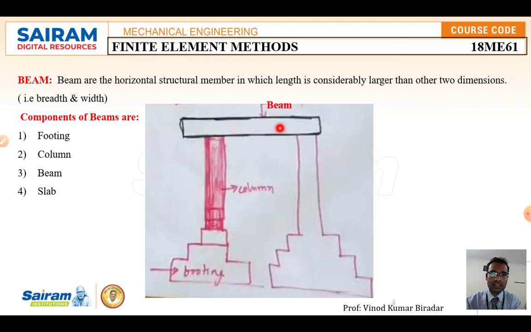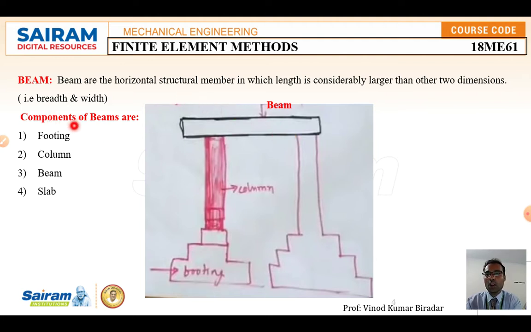Consider the length to be larger than the other two dimensions, that is the breadth and width. Look here, the breadth and width are very small as compared to the length. Such a component we are going to call a beam element. A beam is a horizontal structural member in which the length is considerably larger than the other two dimensions, like breadth and width. Such a component we call a beam.